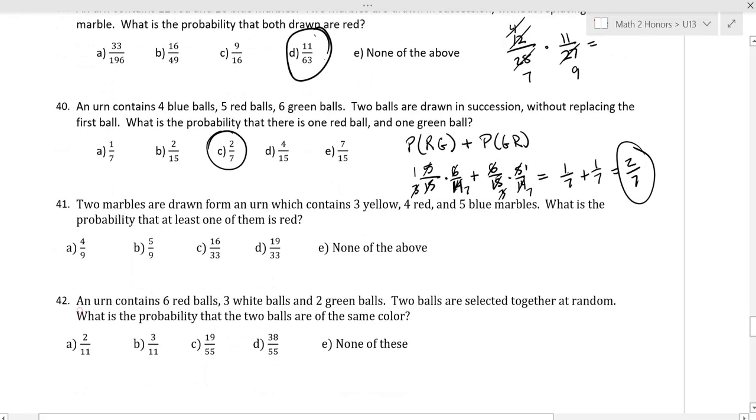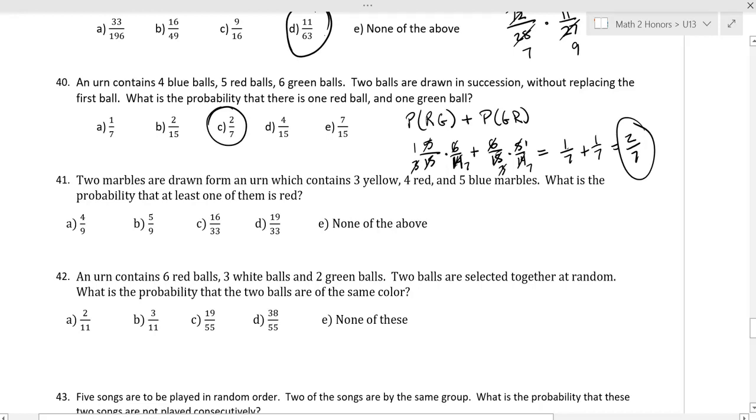All right, number 41. 2 marbles are drawn from an urn, which contains 3 yellow, 3 red, 5 blue. What's the probability at least one of them is red? Okay, so we got that at least one. So the probability of at least one is 1 minus the probability that none are red. Okay, so 1 minus, all right, so I don't want a red, so no red.